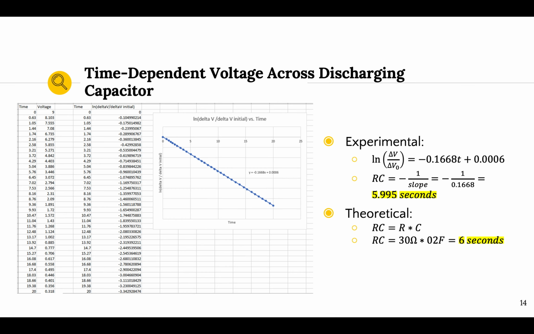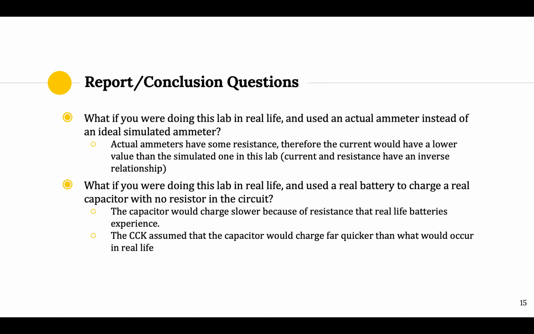And finally, the time-dependent voltage across a discharging capacitor. So this is the Excel screenshot, which is graphing the natural log of delta V over delta V initial versus time. And so experimentally, you can see the equation there and the slope for that. Doing 1 over the slope is equal to 5.995 seconds, which is how I obtained my experimental value, and for the theoretical value, multiplying the ohms together, you get 6 seconds, so that was extremely close.